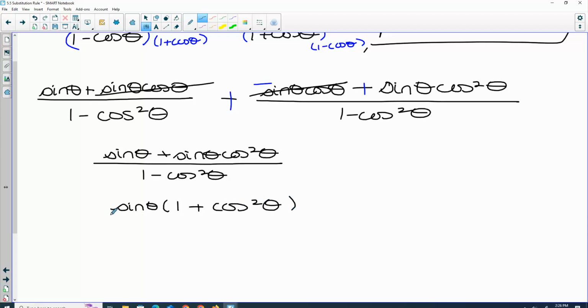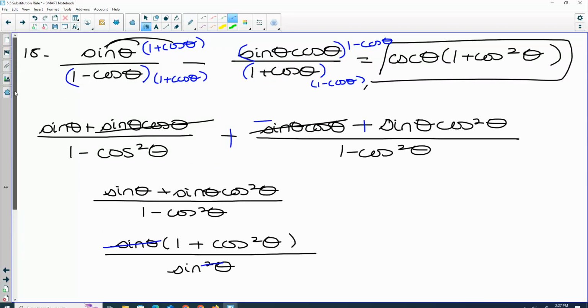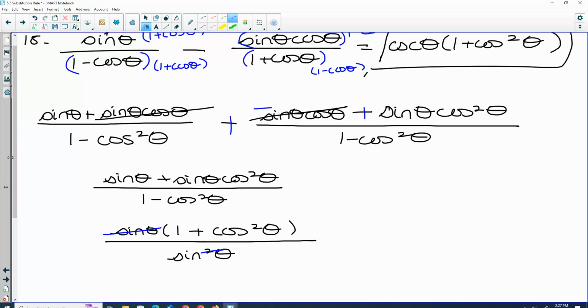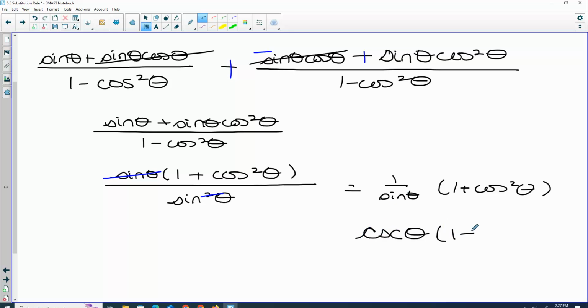Cosine squared. On the bottom, what is 1 minus cosine squared? Now, one of these sines drops. Look at your goal. You want 1 plus cosine squared, which we have, times cosecant squared. You may not have written this, but if you don't see it, this is the same thing as saying 1 over sine times 1 plus cosine squared times 1 over sine. And that's what we want.